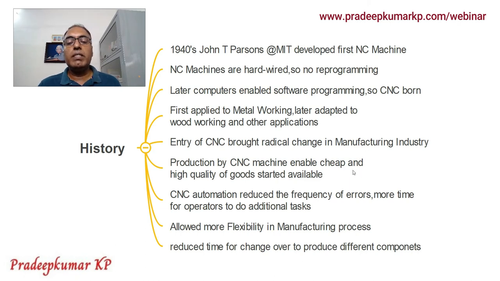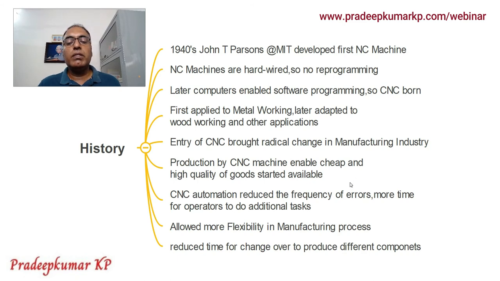And production by CNC machine made cheap and high quality goods available, because you have better production capacity, and you are able to produce high quality products. So high quality goods became available, and also high volume of production. Because of high volume production, we can also reduce the production cost, and we were able to get much cheaper products.